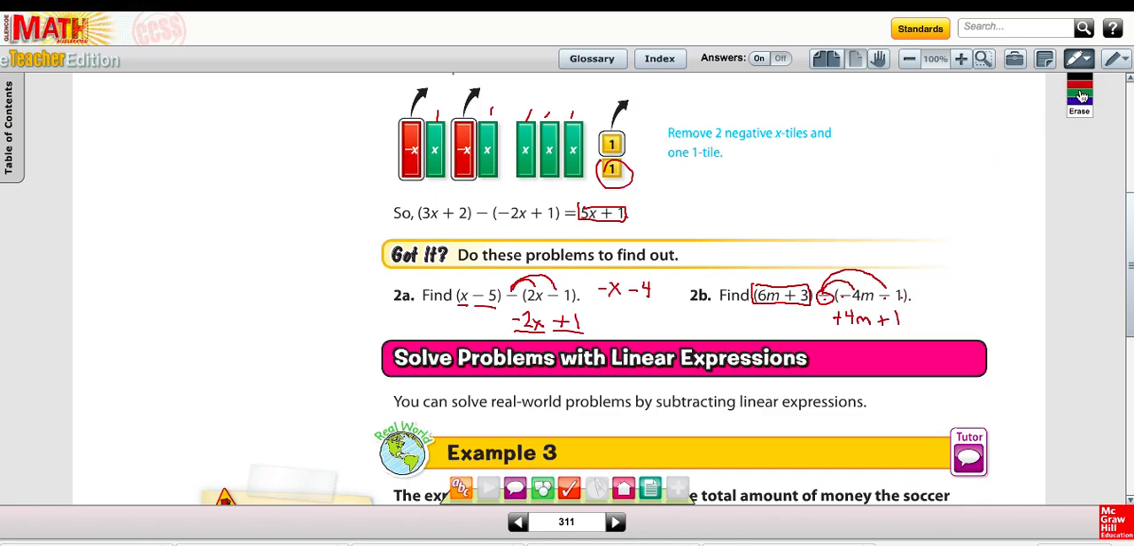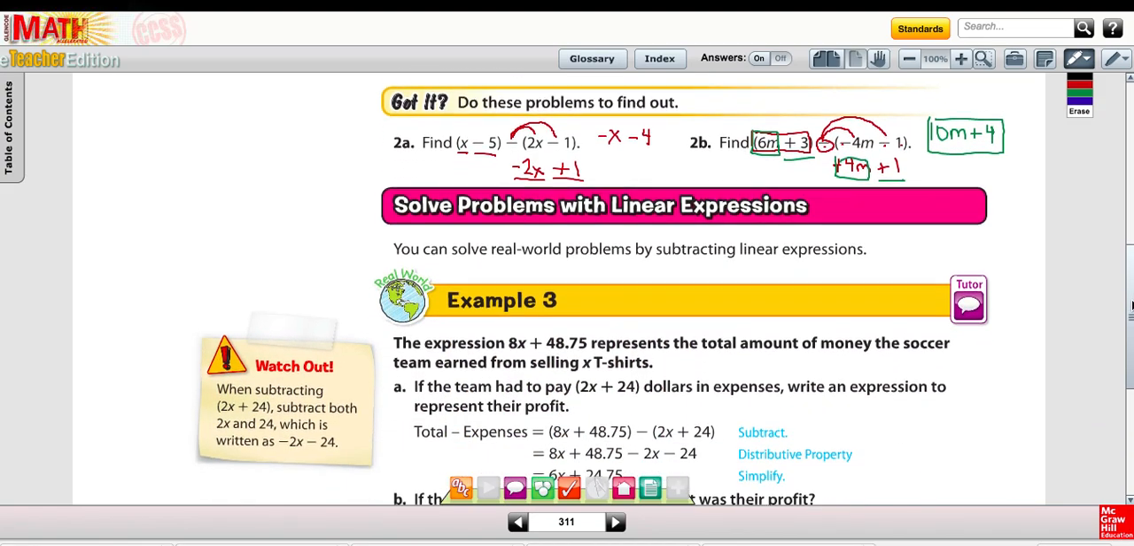Now we can combine those like terms, 6m plus 4m is equal to 10m, and then plus 3 plus 1 is plus 4. So the answer to 2b is 10m plus 4.